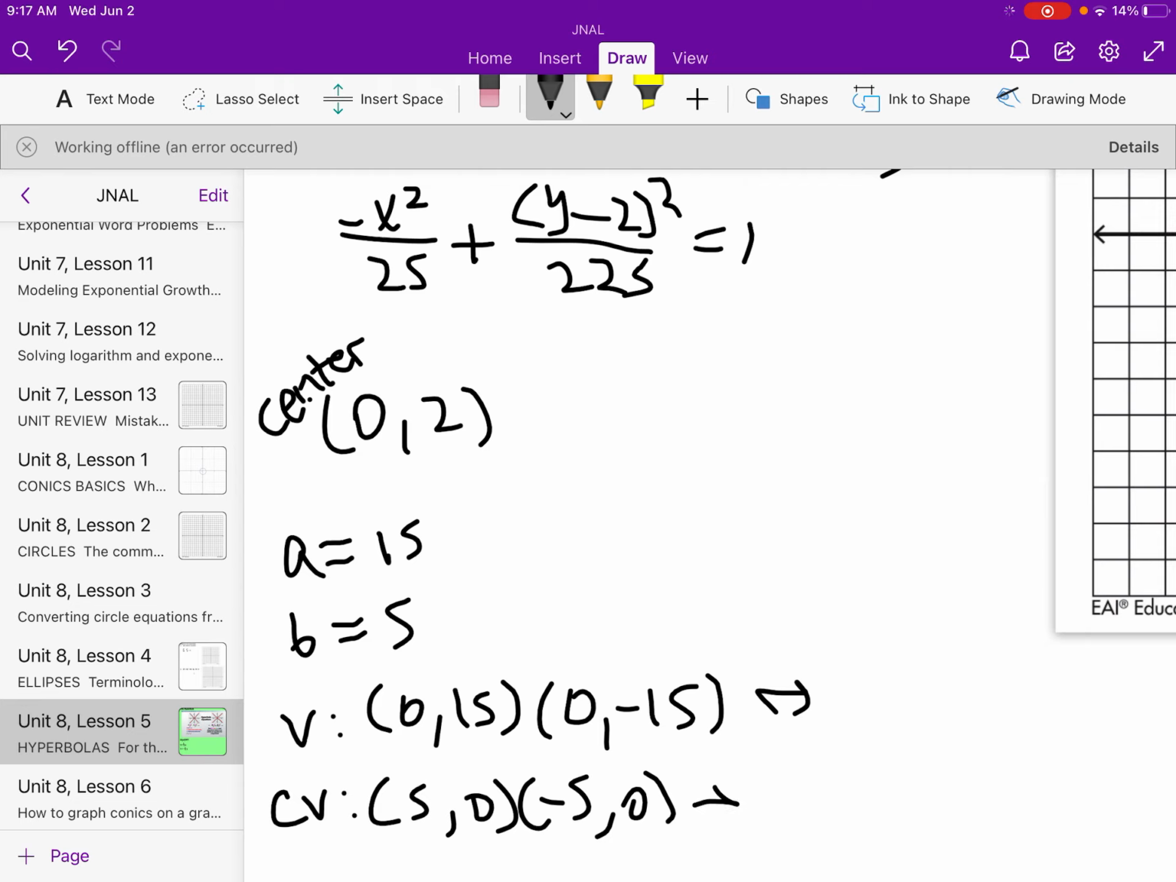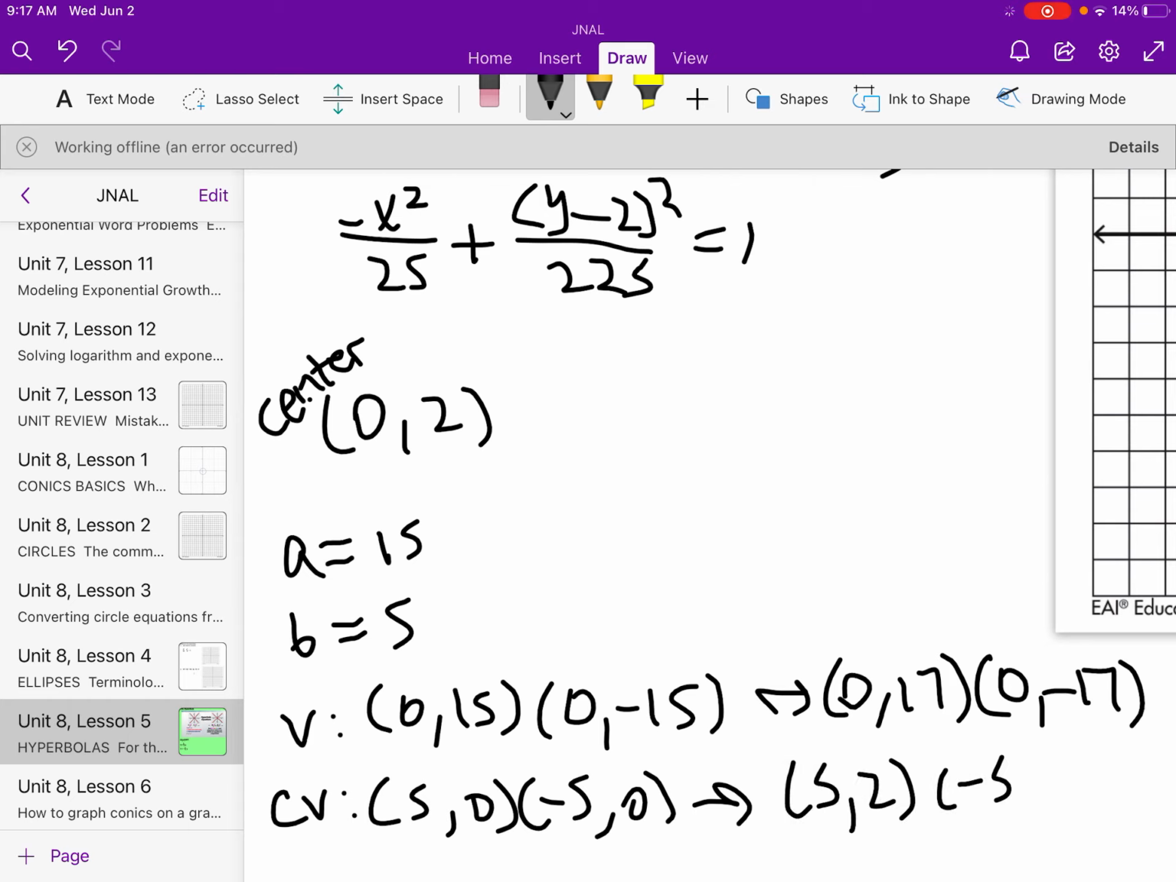We have to do our transformations. Since there's a 2 there, we need to add 2. So 0, 17, 0, negative 17. And then we have 5, 2, negative 5, 2. So that's our points. Now we need to graph the center and the vertices.